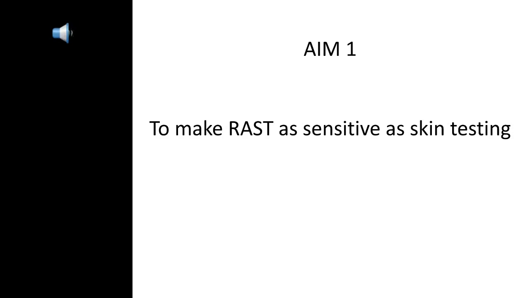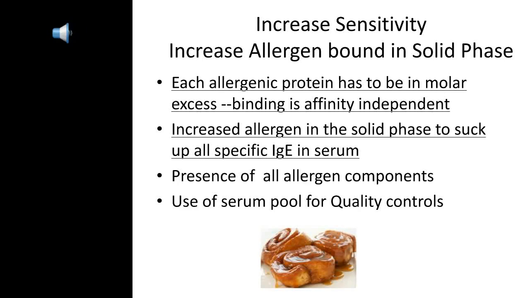I'm sorry, I've used the proprietary RAST phrase again. And the first thing was to increase the sensitivity by increasing the allergen bound in the solid phase. This was based on the fact that if you put enough allergen on the solid phase, then you would suck up, like the sticky bun does with the sugar and everything else, all the antibodies in the serum, and therefore the binding would not be affinity independent, and therefore you'd have all the specific IgE sucked up onto the disc.